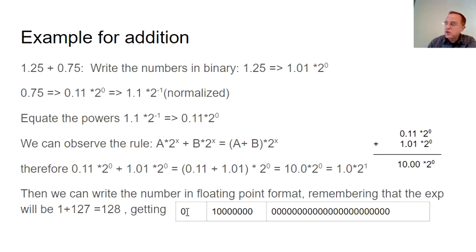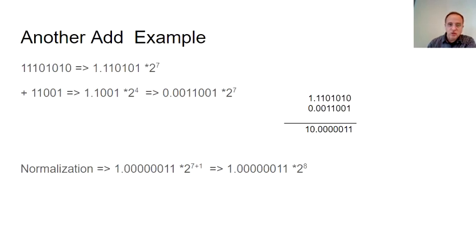And then the 0 over here is the sign bit, which being 0 means that it's a positive number. In other words, if it would be a negative number, I'd write a 1 here, but since it's a positive number, I'm going to write a 0 here. Okay. So far, so good. And now let's see another add example.